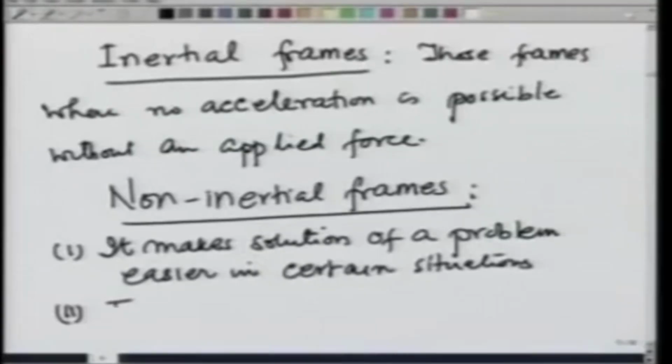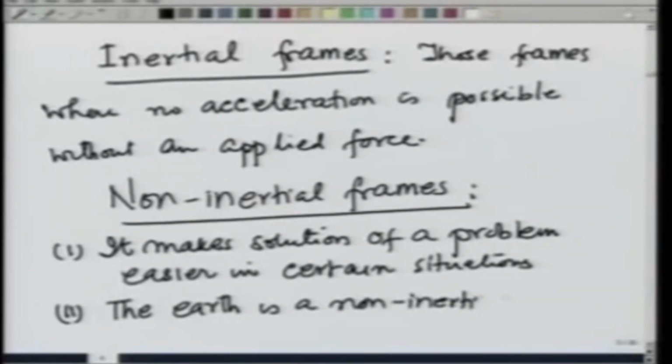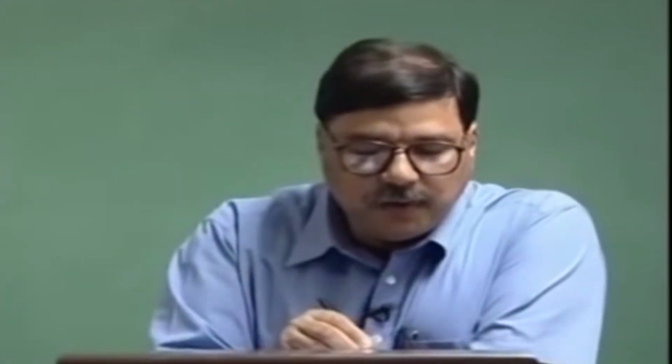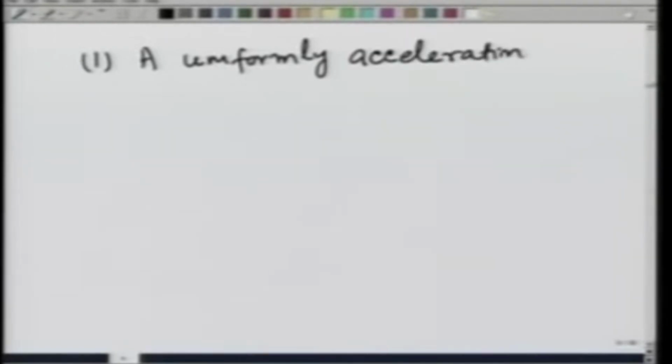For example, the earth, because of its rotation, is a non-inertial frame, and therefore it has effects that are measurable and that are significant. So for these two reasons, we will now work on how to solve problems in non-inertial frames. We will be considering two kinds of frames. One, a uniformly accelerating frame, and two, a rotating frame.